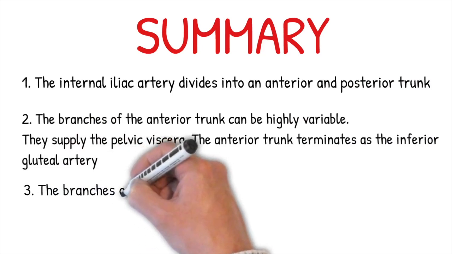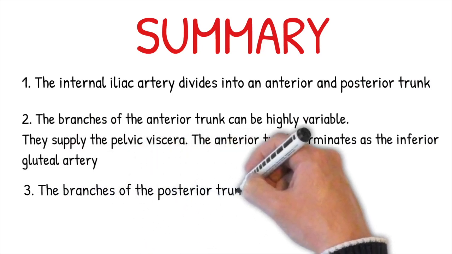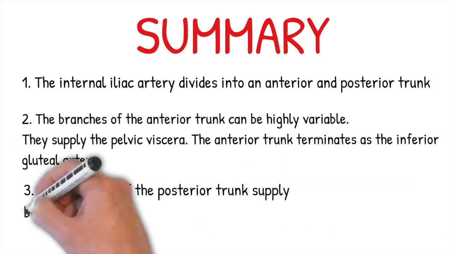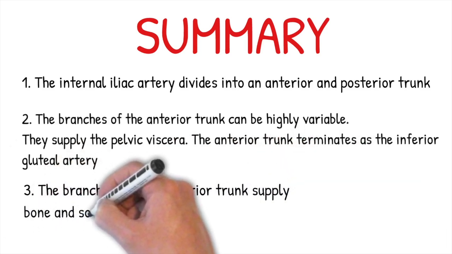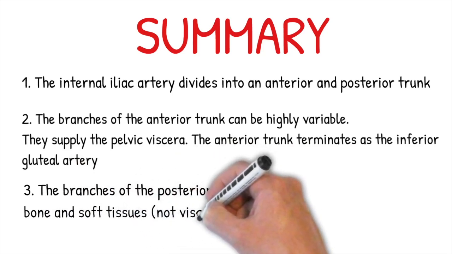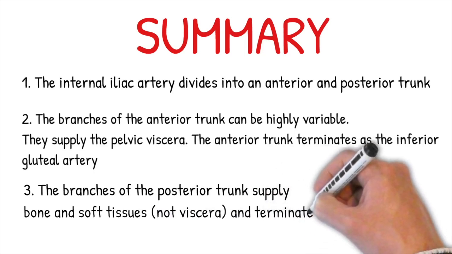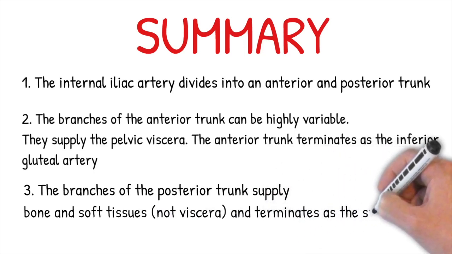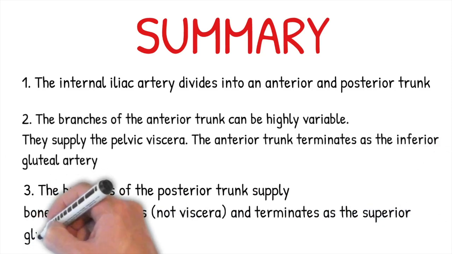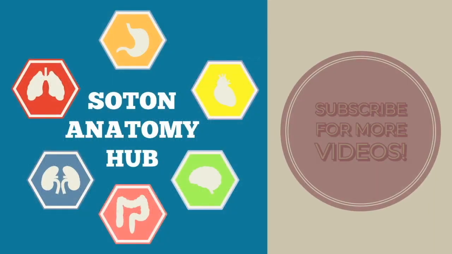The branches of the posterior trunk are basically branches that go to bone or to soft tissue. They do not supply viscera, and there's only two of them, so a lot easier to remember. And this terminates as the superior gluteal artery, which dives in between the L4, L5 lumbosacral trunk and usually S1.